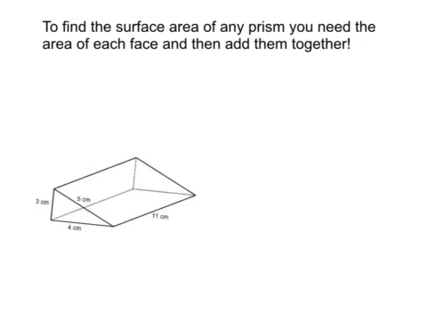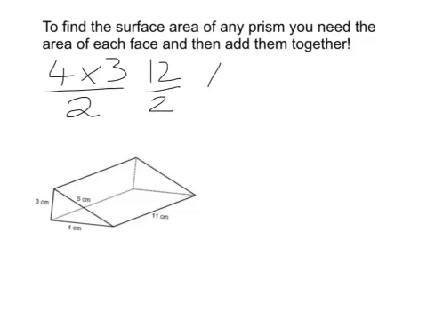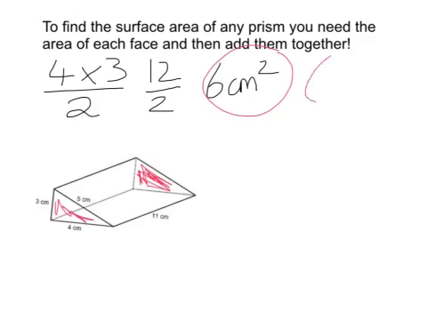So the area of the triangle will be the base, 4, times the height, which is 3, divided by 2. 4 times 3 is 12, divided by 2 is 6 centimetres squared. This is the area of the triangle. Now, I've got 2 triangles. These do in a prism. This cross section comes in pairs. So I know that I've got 2 of those triangles. So I've got another 6 centimetres squared.